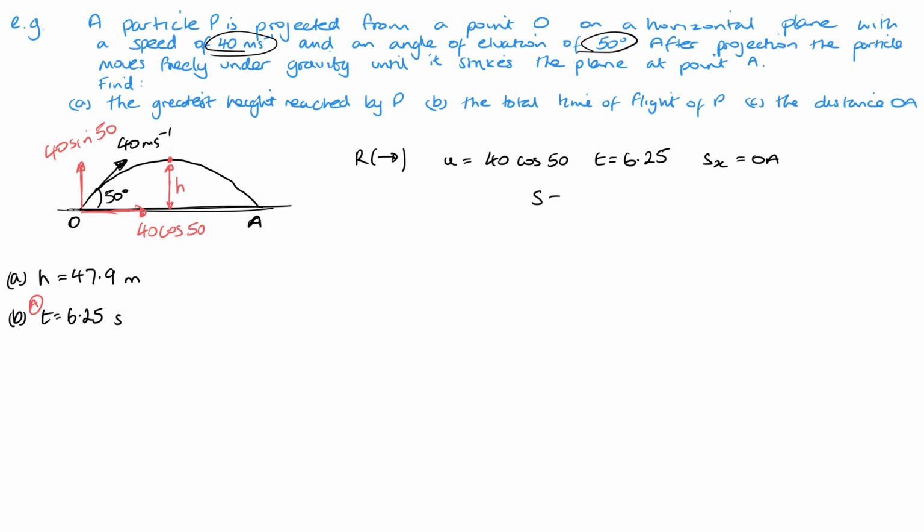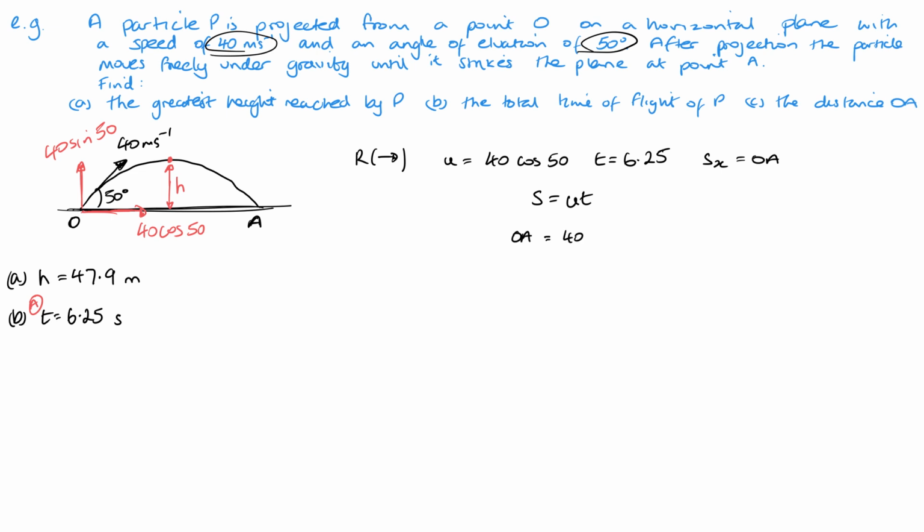Sometimes you'll see this written as S equals VT, where displacement is equal to velocity times time. Often, if I'm doing these, I might write it as UT. It's exactly the same thing. Normally V is for velocity, and in this case we have U and V for initial and final velocity. It's just a set velocity in the horizontal direction, so U and V would be exactly the same thing. Anyway, S we're trying to find, that's OA.